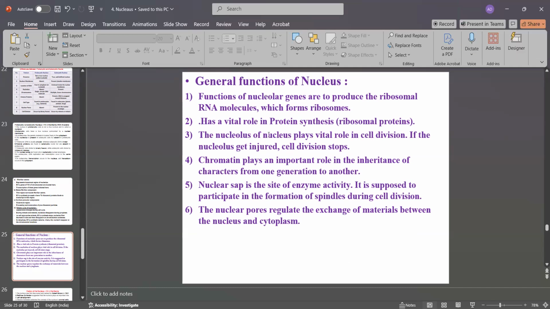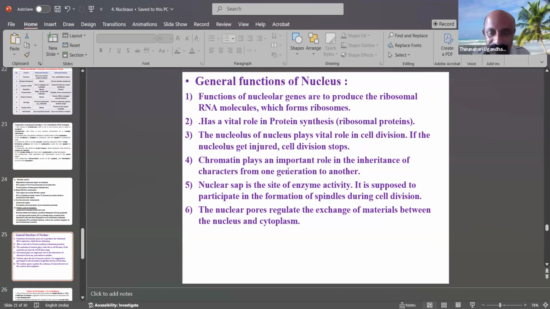The nucleolar genes produce ribosomal RNA molecules which form ribosomes and have a vital role in protein synthesis. The nucleus majorly controls protein synthesis. The nucleus also plays a vital role in cell division. Cell division is important, and the nucleus controls cell division.